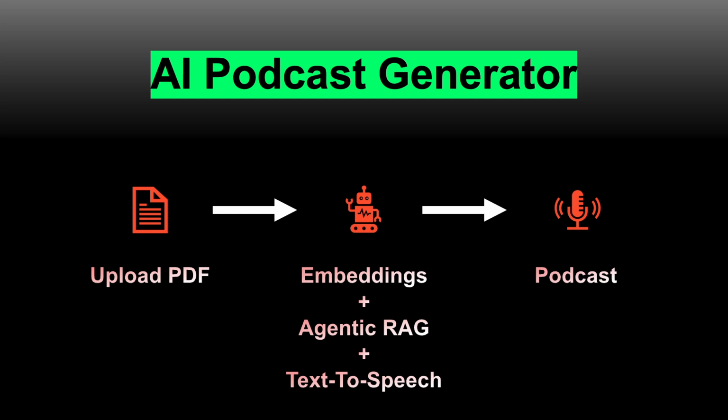This tutorial will show you how to build an AI podcast generator in Python, step by step. We'll upload a PDF, create embeddings, and use Agentic RAG with an LLM to generate a podcast script. Then, we'll convert the script to speech with an AI text-to-speech model and stitch it into an MP3 file.